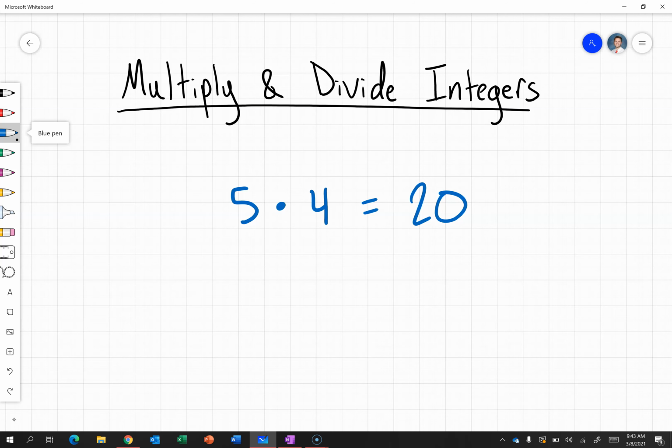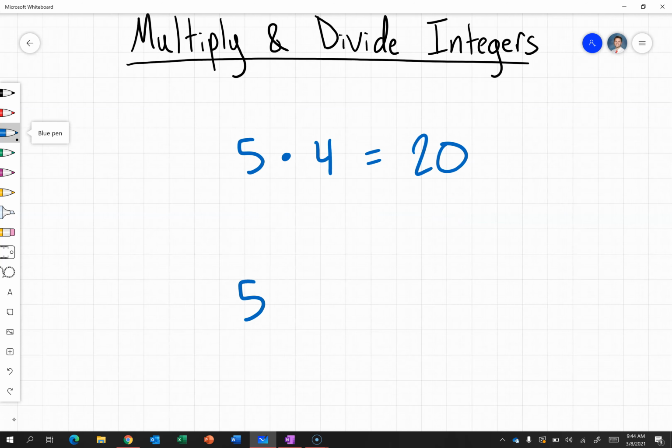Okay, now if we think about this, right, as in 5 times 4, meaning I have 5 groups of 4, right? So if we want to look at multiplying with integers, I could look at the example of a positive 5 or 5 groups of negative 4. Now if I have 5 groups of negative 4, that's negative 4 plus negative 4 plus negative 4 plus negative 4 plus negative 4, we know that that will equal negative 20. So we can see that positive 5 times positive 4 is positive 20. Positive 5 times negative 4 is negative 20.